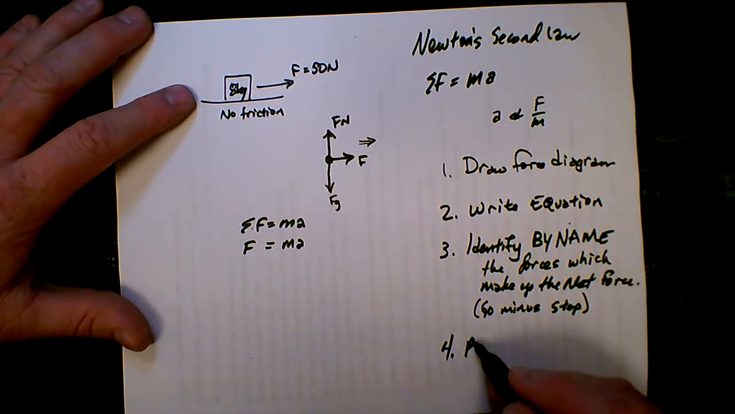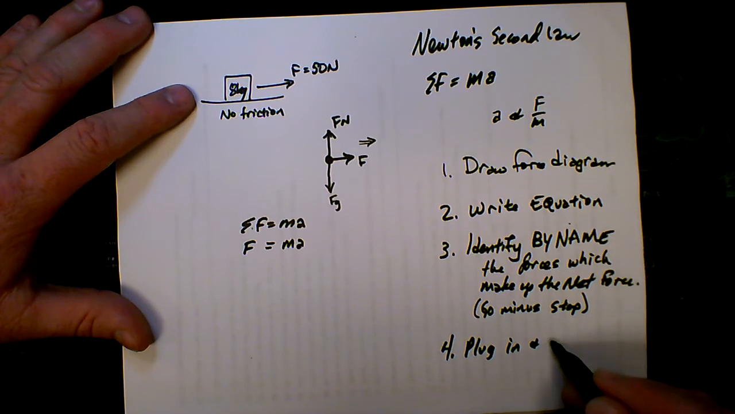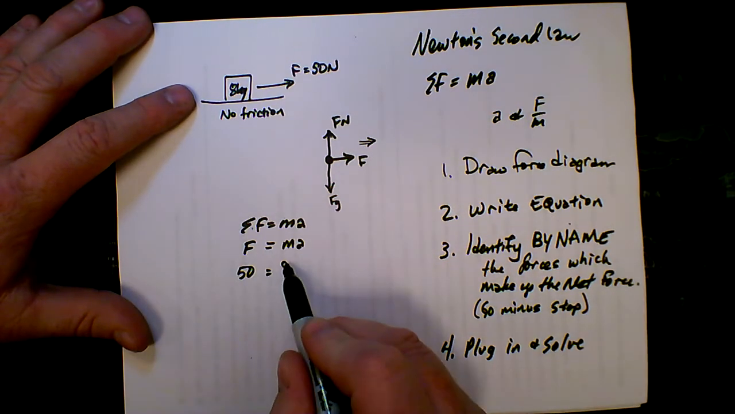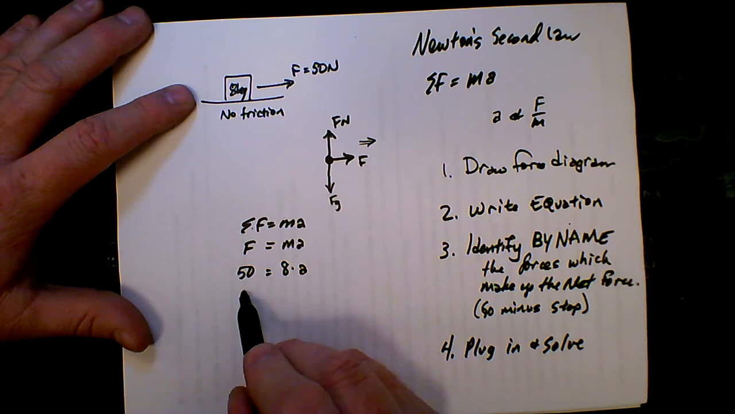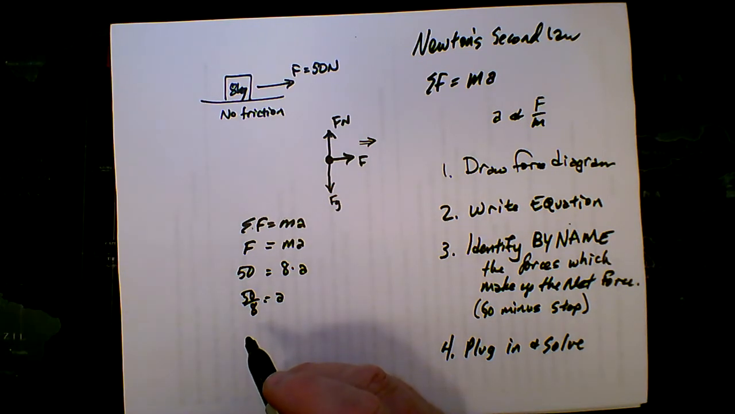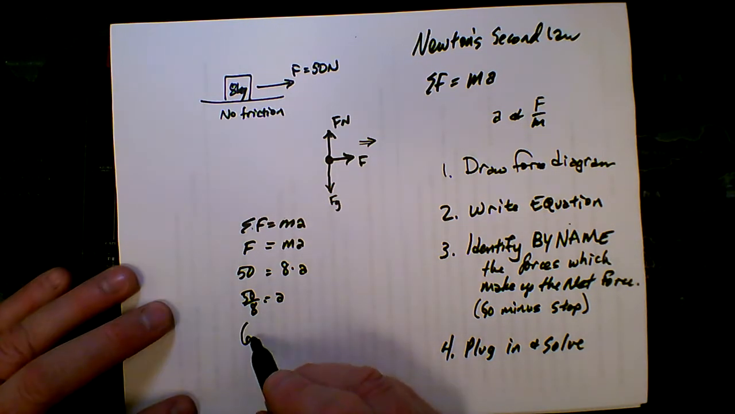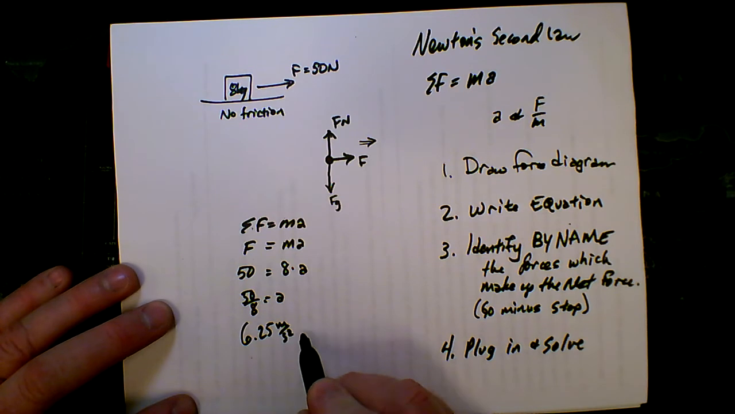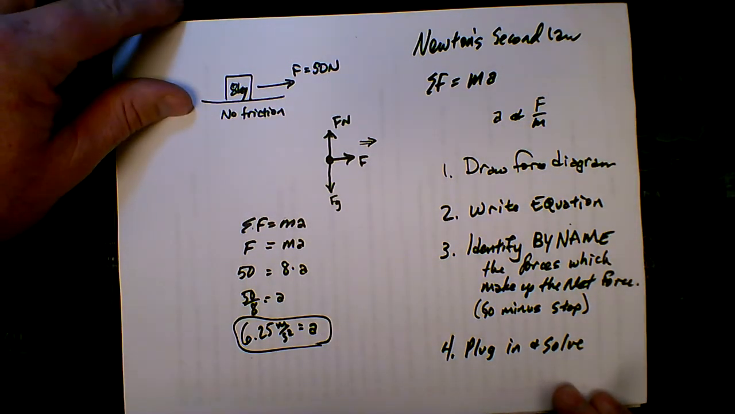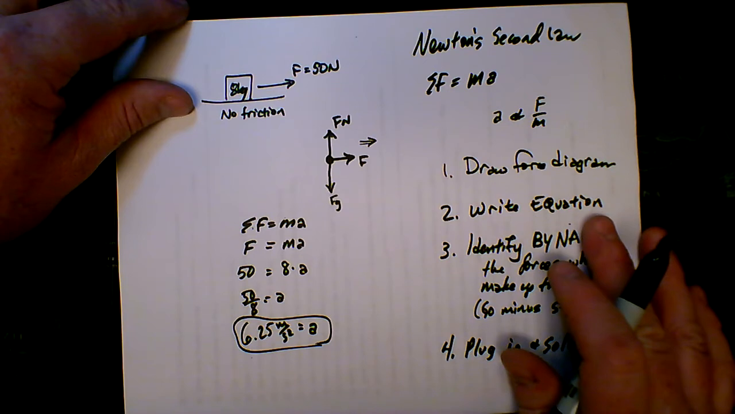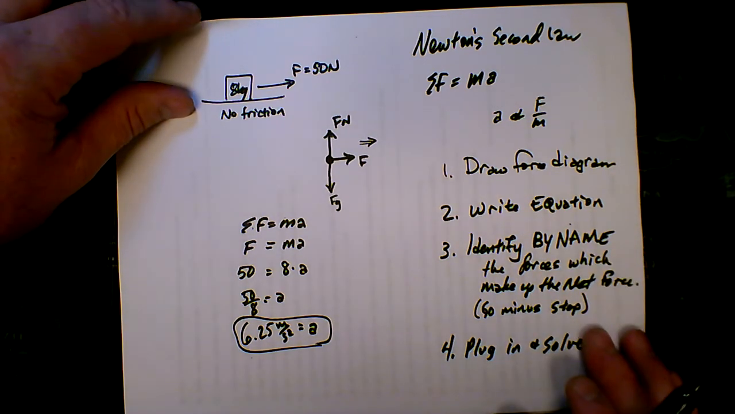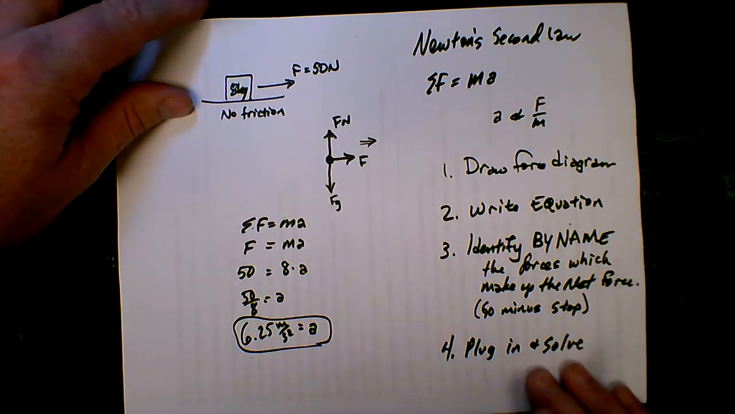Step number four is to plug in numbers and solve. So I plug in the applied force 50, the mass is 8, so 50 divided by 8 is the acceleration, and I get 6.25 meters per second squared is my acceleration. Okay, so that's what Newton's second law looks like. Draw the force diagram, write the basic equation, identify by name the individual forces which make up the net force, think go minus stop, and then plug it in, solve.